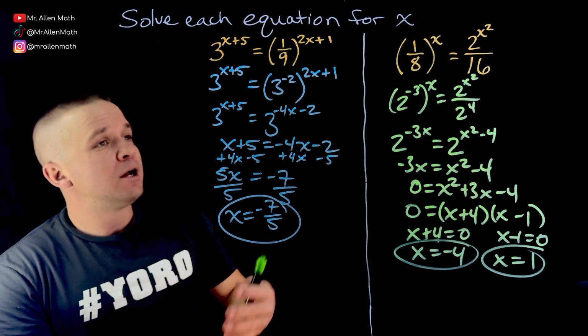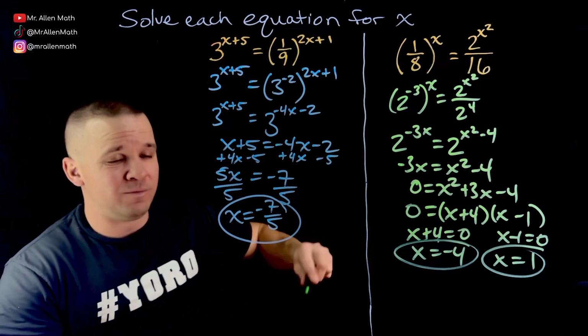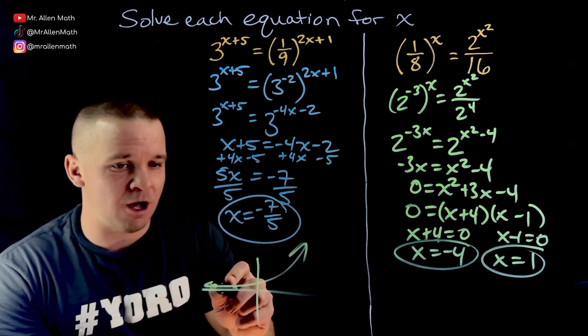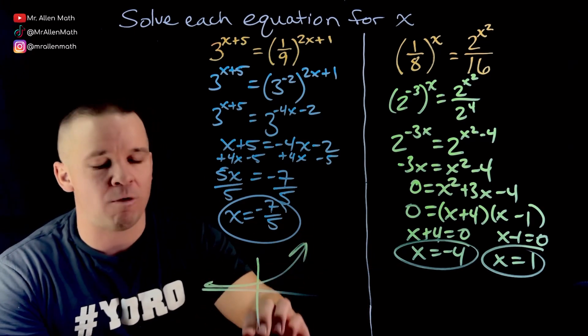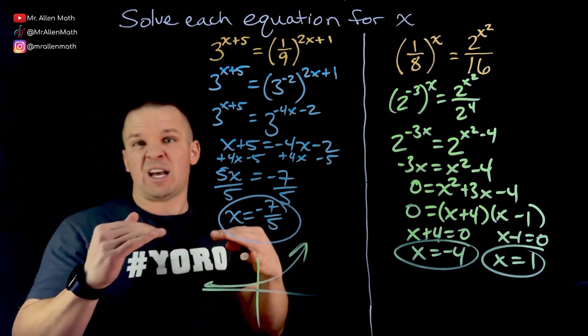But that's it. Again, no domain restriction there for exponentials because you can plug whatever you want in. Your graph of an exponential function looks something like this. So all my x values exist. It's my range, my y values, that do not exist there below the x-axis and on the x-axis.